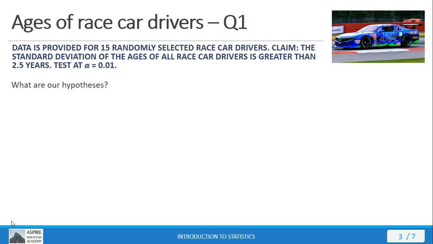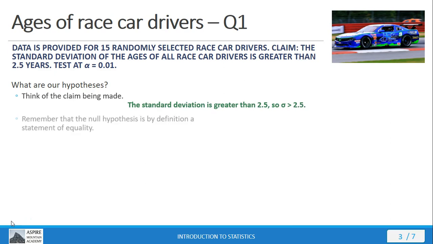Okay, let's check this out. So first we're going to think about the claim. The claim here is that the standard deviation is greater than 2.5. And now we can write our null hypothesis. Just take that same claimed value and set it equal to the population parameter.